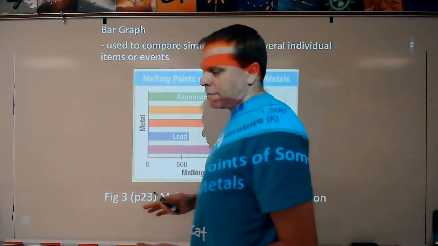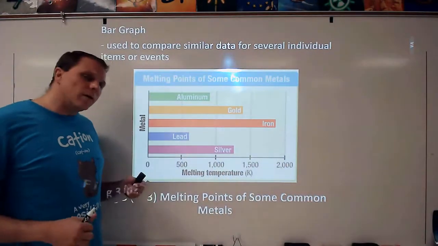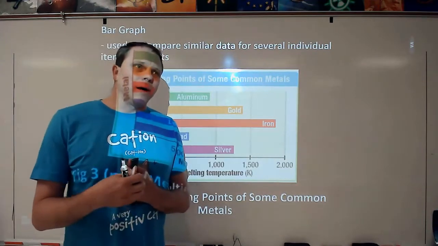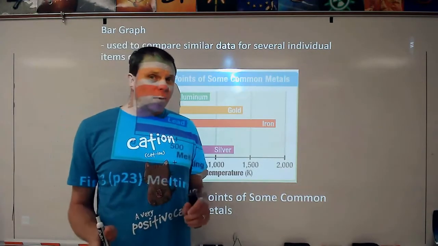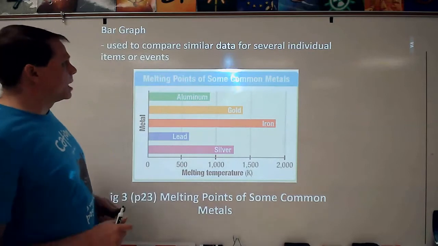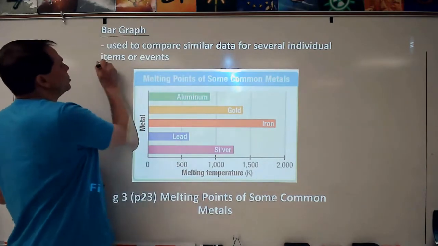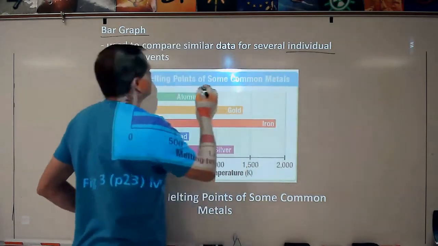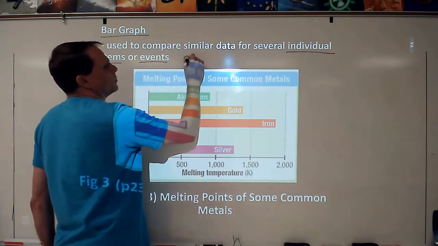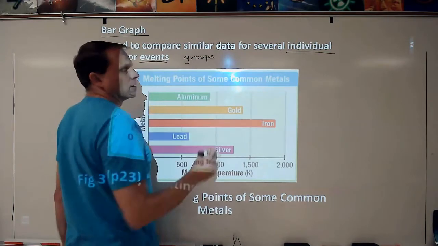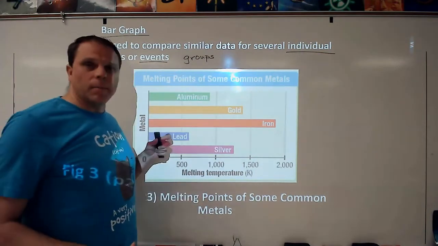So that was a line graph. This is a bar graph. And there are better times to use bar graphs than line graphs, right? So sometimes it's going to be appropriate to use a bar graph, sometimes a line graph. Now, bar graphs are used to compare groups, okay? So individual items, events, or groups. So if your data is in groups, we want to use a bar graph, okay?